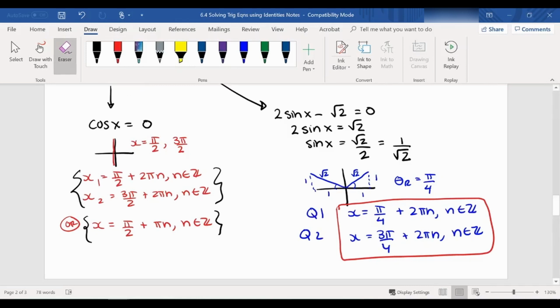Okay. This one's a bit trickier because you cannot write it in just sine or just cosine. You have to be able to work with both. And you have to be able to notice that this is true over here.